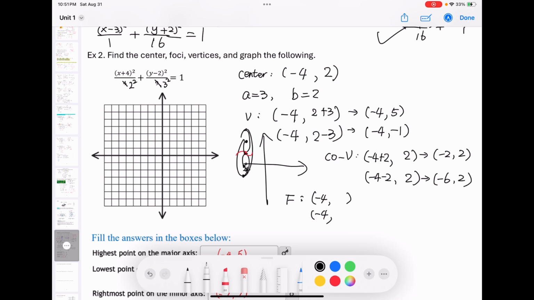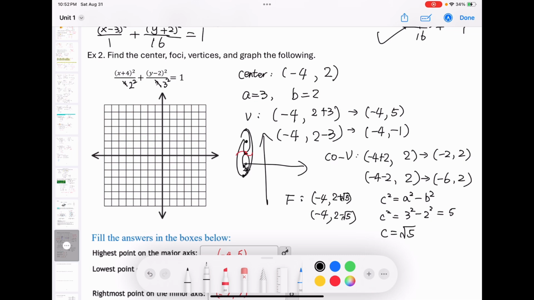Based on the 2, we need to go up and down c units, but where is the c? So c squared is equal to a squared minus b squared. So c squared is equal to 3 squared minus 2 squared, which is 9 minus 4, which is 5. c is positive, the square root of 5. That means based on the 2, we need to plus root 5, and then 2 minus the square root of 5. Okay, we have a lot of information. We can make an accurate graph.